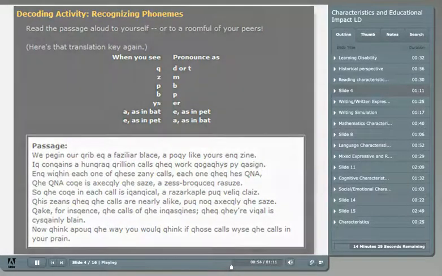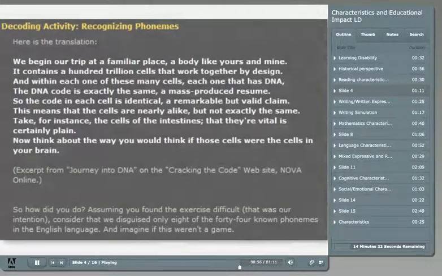Now, here's the translation. How did you do?